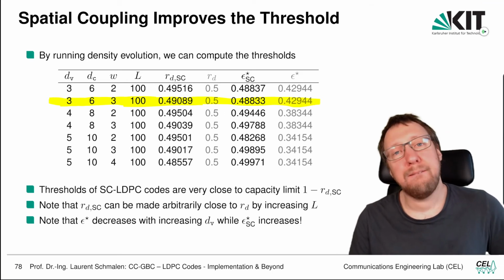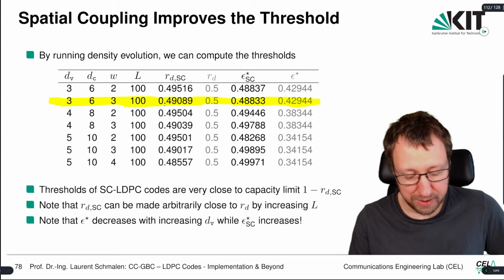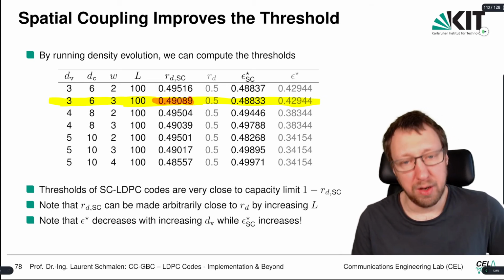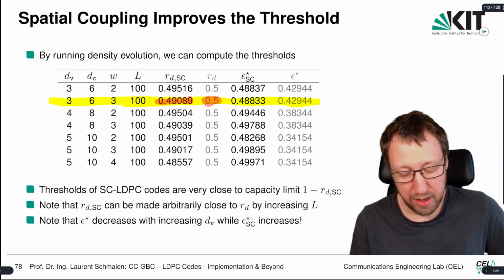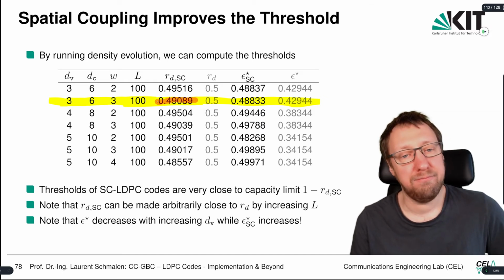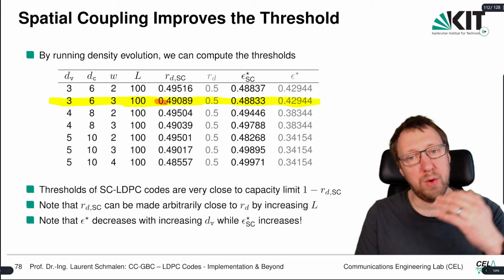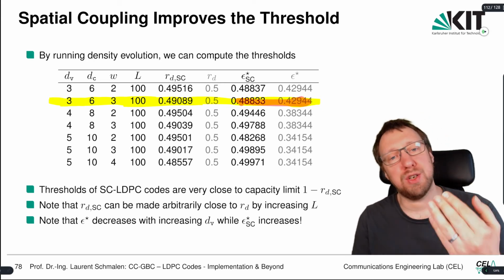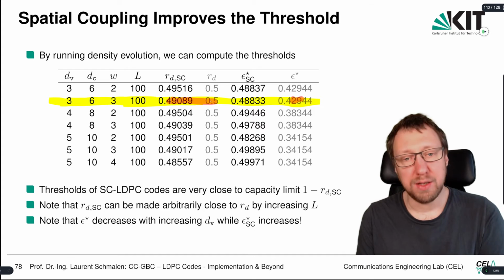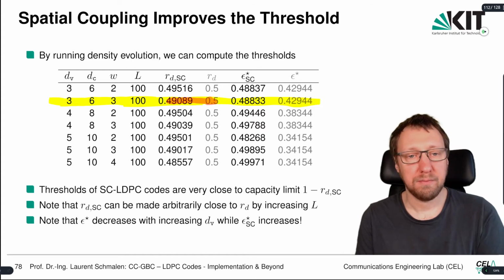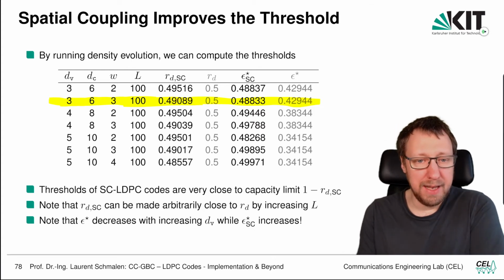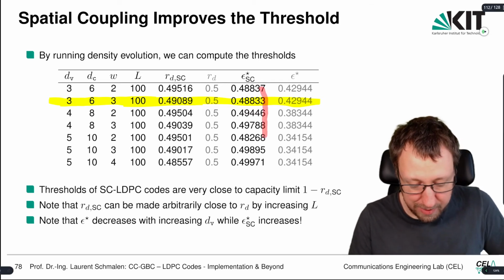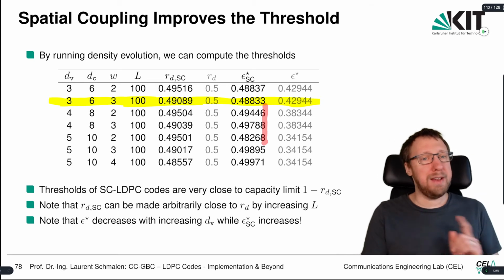But we get this threshold improvement by a small rate penalty. So instead of having a rate of 0.5, we now have a rate of 0.49. There is a small rate decrease, but we can see that the gain in threshold is much, much larger than the loss that we take from the rate. And we see that the improvement of the threshold gets more and more dramatic if we increase dV and dC.